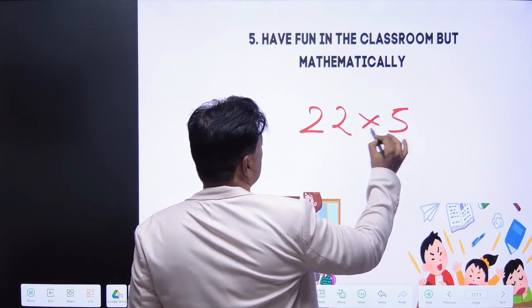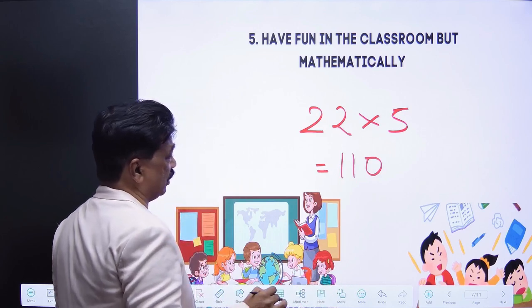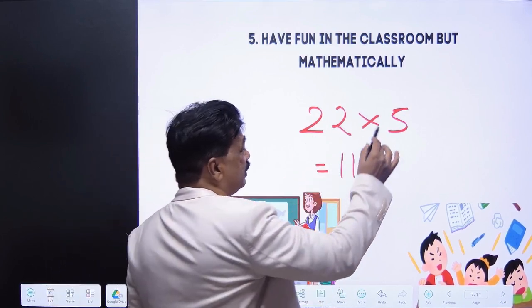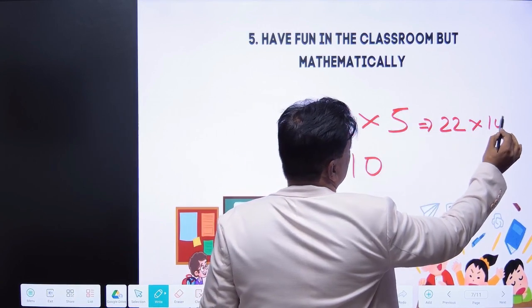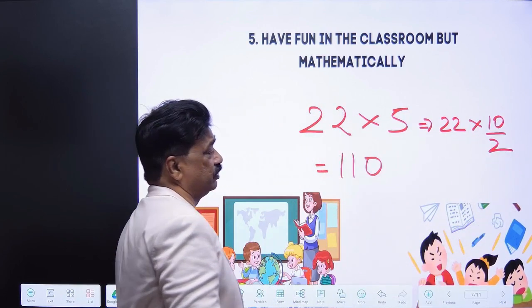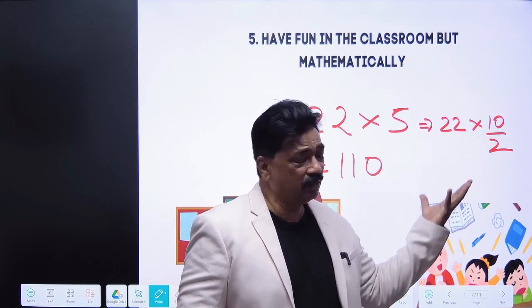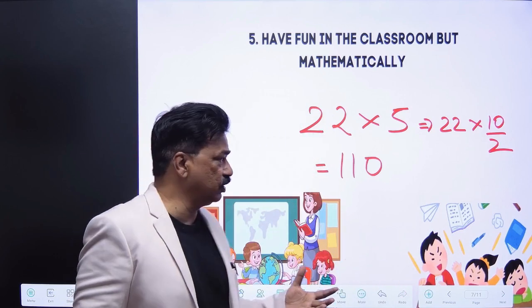22 into 5, you say half it and put a 0. So the child says, half it means 11 and put a 0. So how did you do that? It's actually multiplied by this. I changed it in my mind as 22 into 10 by 2. So that means what happens? 22 by 2 is 11 into 10, 110. Like that, the various things which you can do.